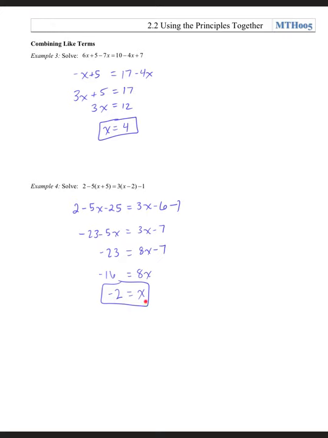If you did not get that, that means you didn't check your answer well. So what we did here: first distribute the negative 5 to get negative 5x minus 25, distribute the 3 to get 3x minus 6, and then combine the like terms to get negative 23, and combine these like terms to get negative 7. I moved the smallest variable first, which is negative 5x, and then I moved the negative 7, and then I divide by an 8 to get an answer of negative 2.